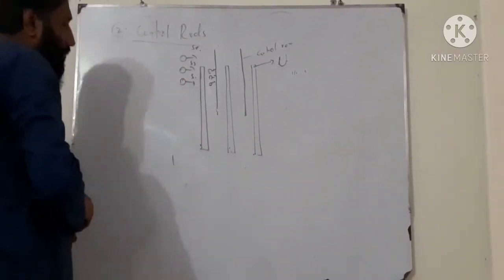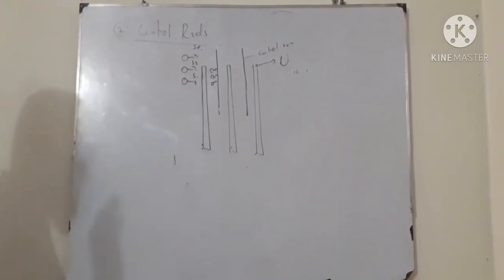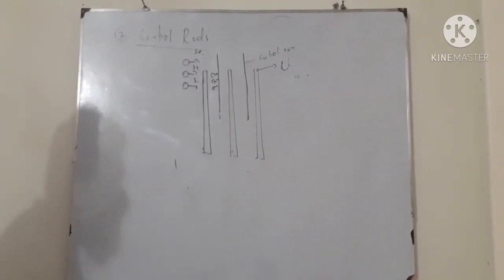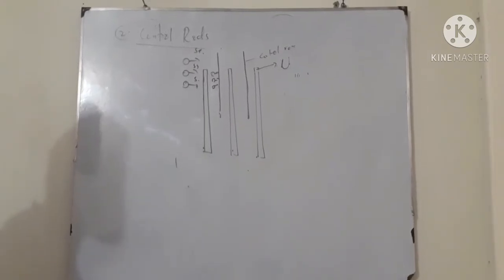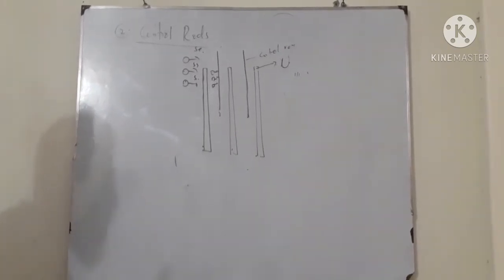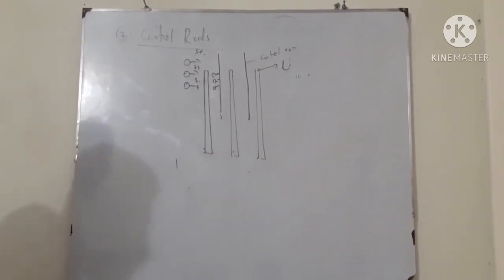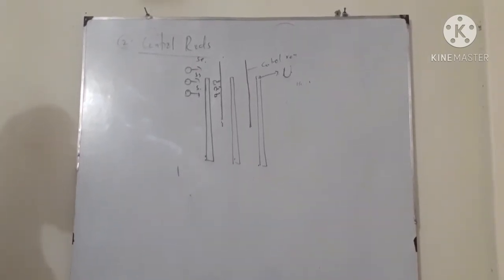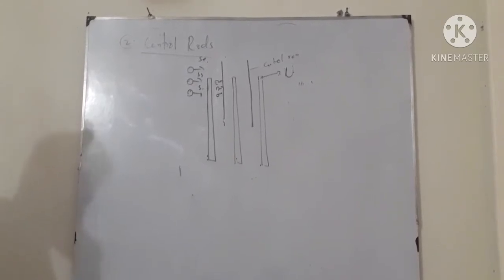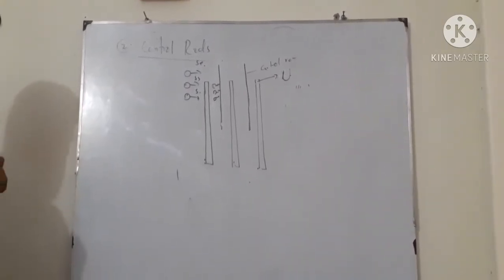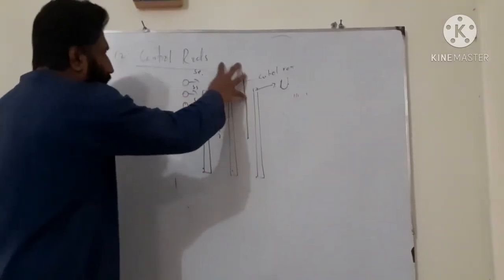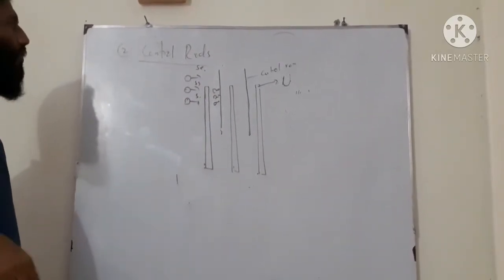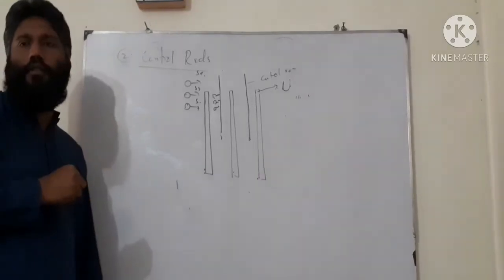Of the three neutrons, just one should be allowed to cause further fission. Two must be absorbed in some material, and that material is boron or cadmium. It is in the form of rods, and these are called control rods. So the reaction that occurs in the core of the nuclear reactor is controlled by using the control rods.